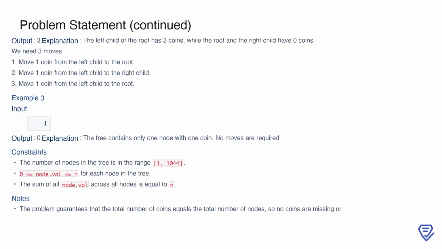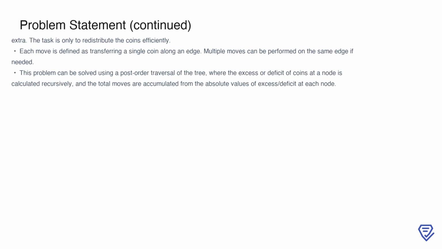Meanwhile, in the third example, the tree consists of a single node with one coin. Since it already meets the requirement, no moves are necessary, and the output is 0. Now, let's go over some additional notes and constraints. The number of nodes in the tree can range from 1 to 10,000, and the value at each node will always be between 0 and the total number of nodes. The problem ensures that the total number of coins equals the total number of nodes, so there are no missing or extra coins. Our task is solely to redistribute the coins efficiently.